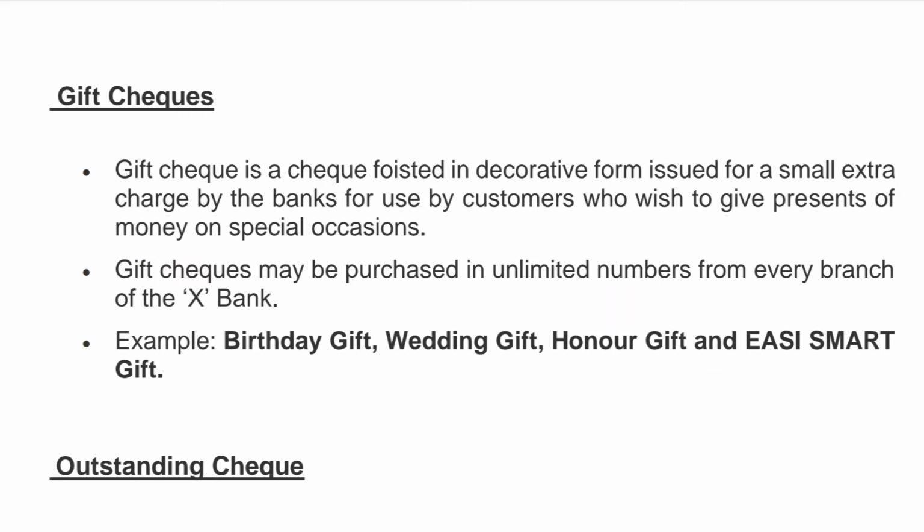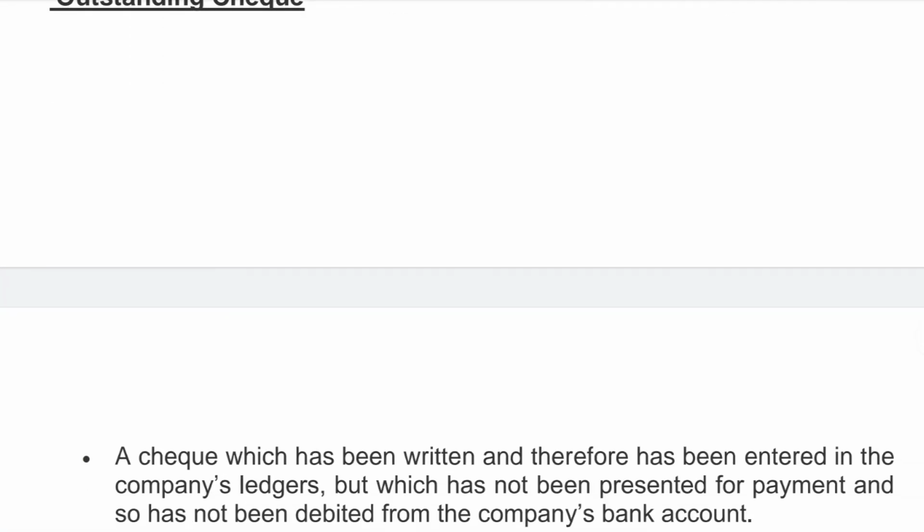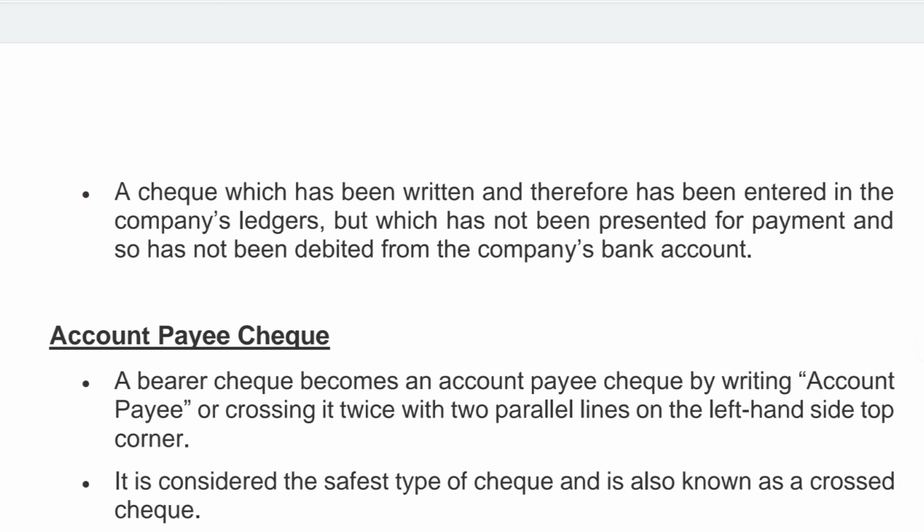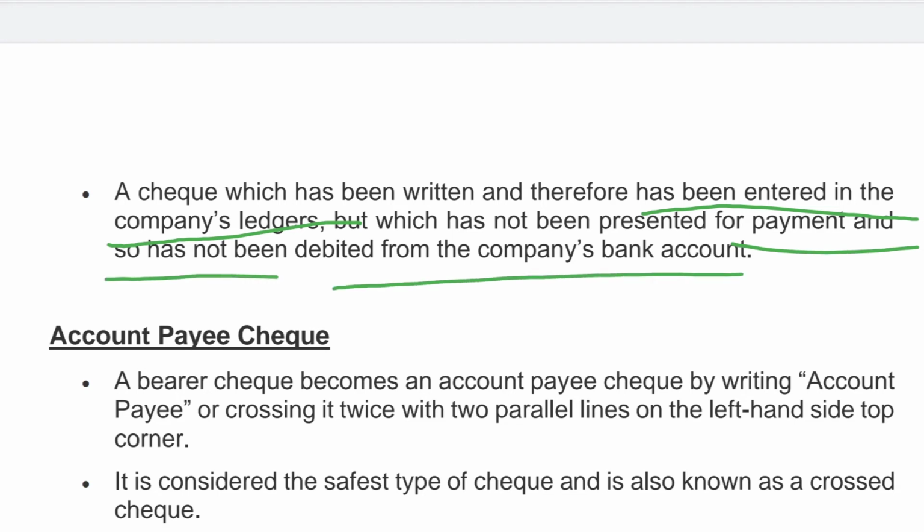Now we will be discussing the outstanding check. A check which has been written and entered into the company's ledger, but which has not been presented for payment and so has not been debited from the company's bank account. So an outstanding check is a check which has been issued to the payee, but the payee has not yet presented it for payment in the bank. This kind of check is said to be an outstanding check.